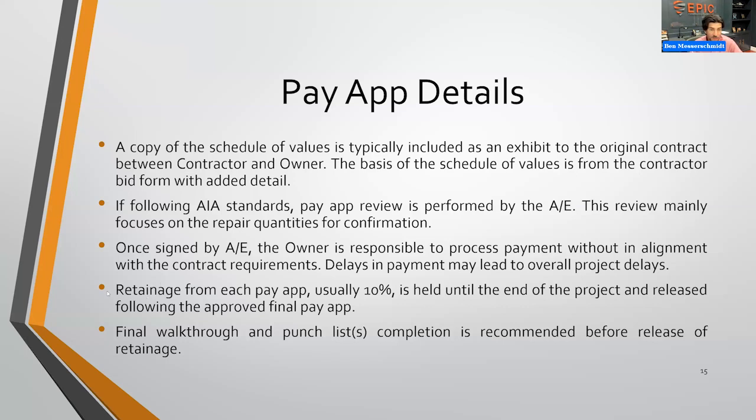Retainage, as I briefly mentioned before. Retainage is going to be taken from each payment application. Usually about 10% is held until the end of the project and released following the approved final pay app. So that means if I'm the contractor and I'm submitting for $100 worth of work that I did within this month, I only expect to get paid $90 because 10% of that is being held in retainage.